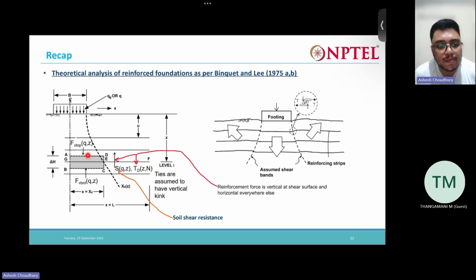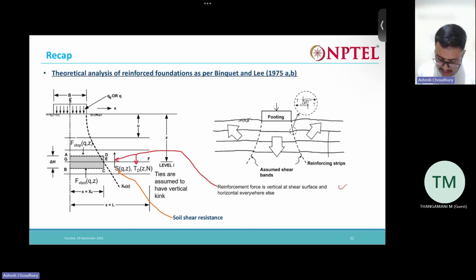Now a question might come: how is the reinforcement force upward? Because you're providing the reinforcement horizontally, the reinforcement force must come laterally only. Else, how will the reinforcement resist that force? These reinforcements are strong in tension, so these forces must come in the lateral direction. How come we are considering this reinforcement force T_D in the vertical direction? The answer is here.